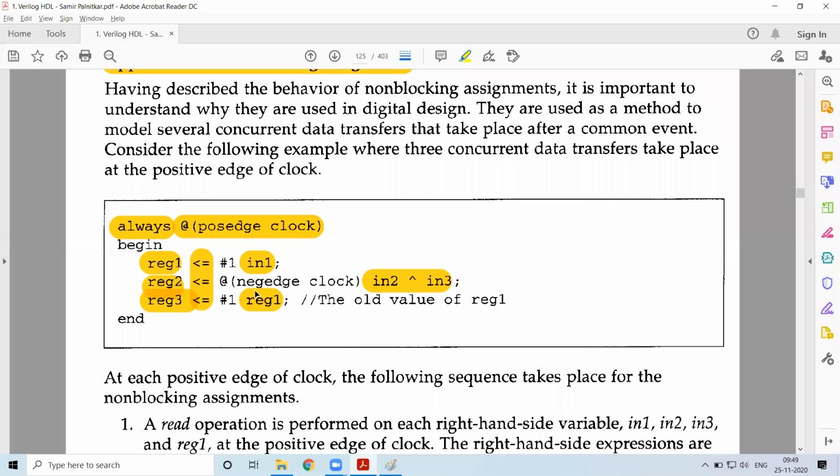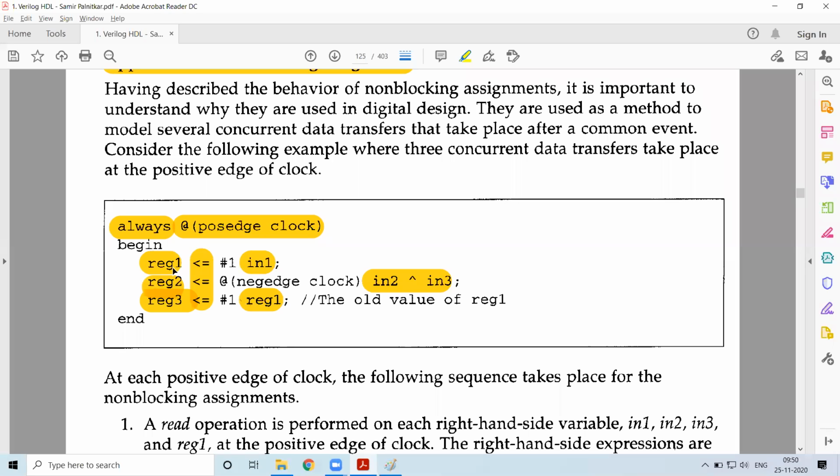Here you can see in1, in2, and in3, and lastly reg1 is there. Initially all these parameters will be read. Your code will be reading the right side details, that is, the right side expressions or variables, whatever you can specify. That is the right side of the blocking or non-blocking assignment. In this case, it is in1, in2, in3, and reg1. All these values will be read.